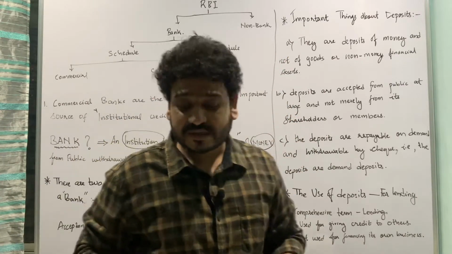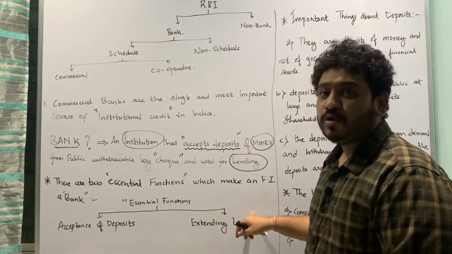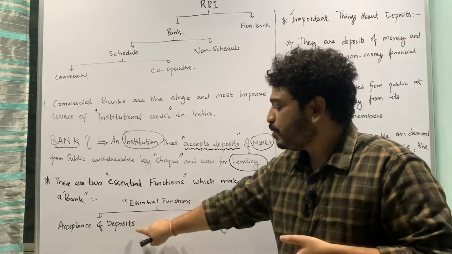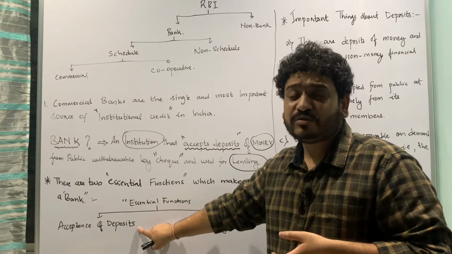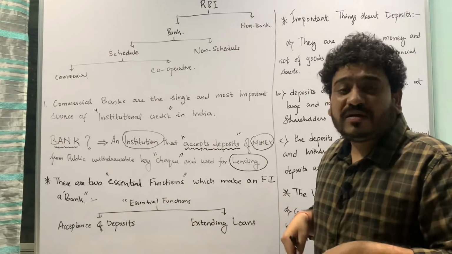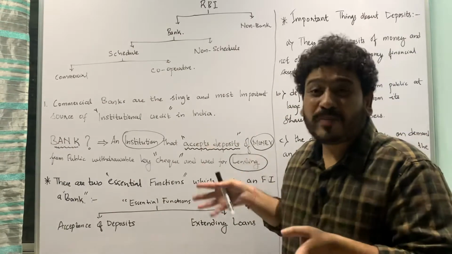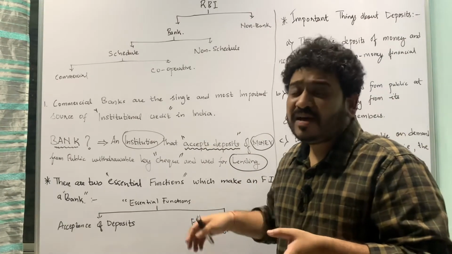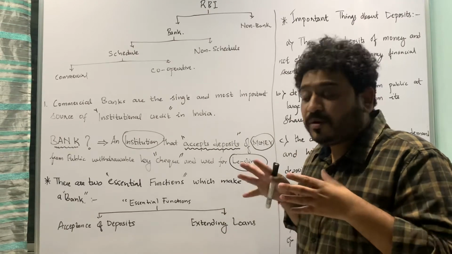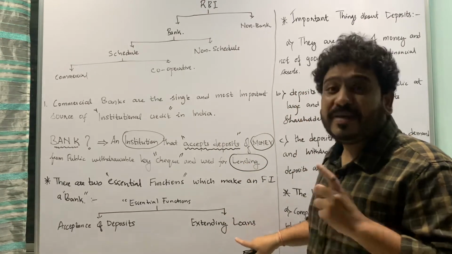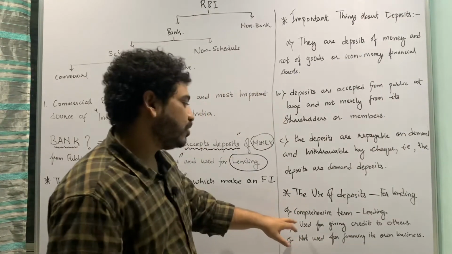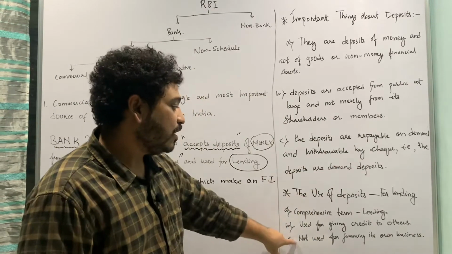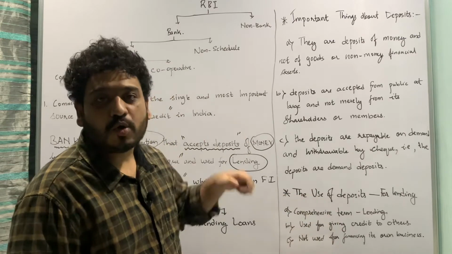Furthermore, the second aspect is extending loans. The bank cannot use the money which comes as deposits for, say, its own sake. For example, to construct a new branch or to expand its employees. Banks cannot do that. The function of extending loans means banks have to make sure that deposits are used for giving credit to others and not for financing their own business.